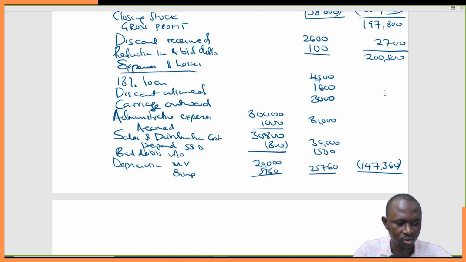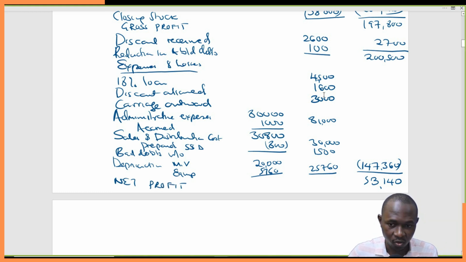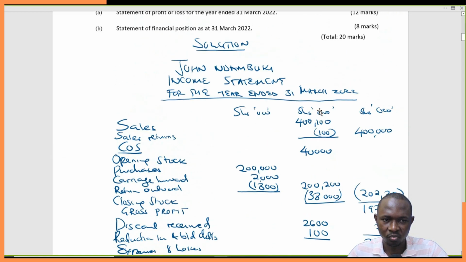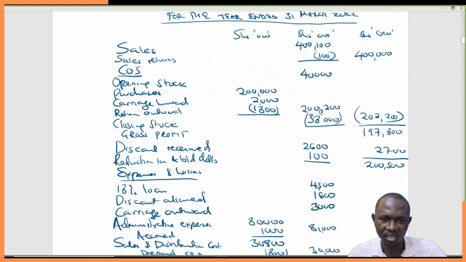So that's 200,500 less 147,360. That gives us 53,140, and this becomes our net profit. So net profit is 53,140. That should mark the end of the first part, 12 marks. We go to the second part immediately.